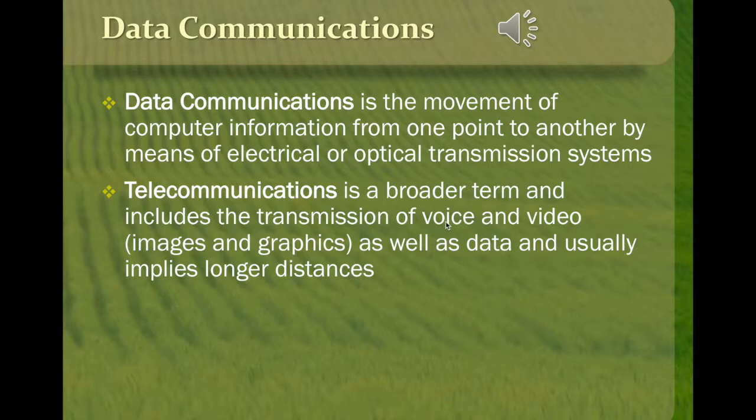On this slide, we'll discuss data communications. Data communications are the movement of computer information from one point to another by means of electrical or optical transmission systems. This is a very general term. It really just means to transfer data from one point to another through an electrical communication means. So if there's a wire and you're transmitting data, that's data communication.